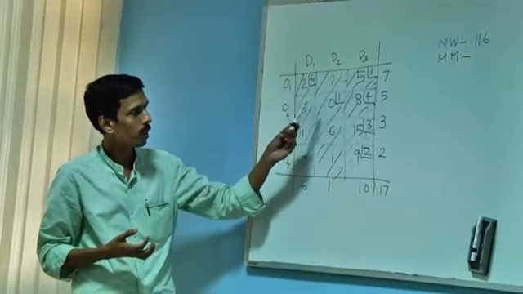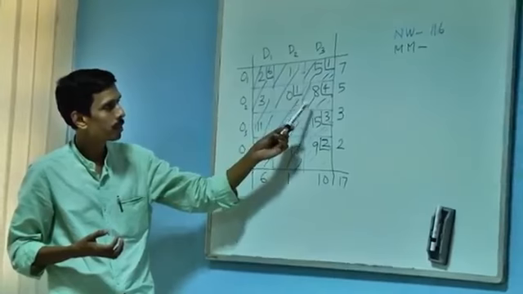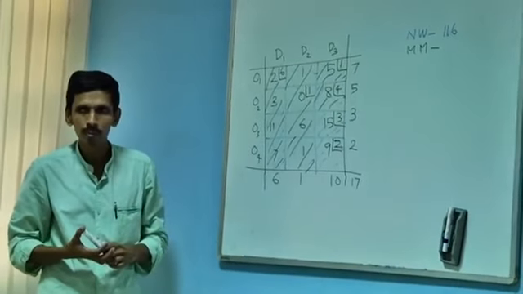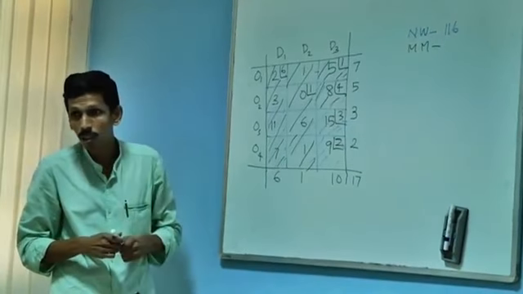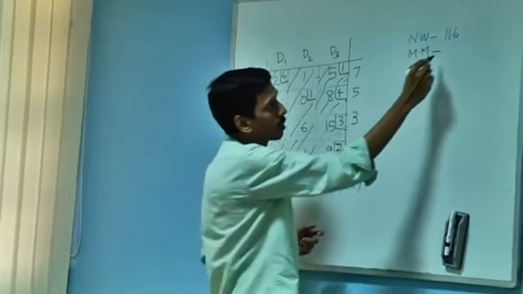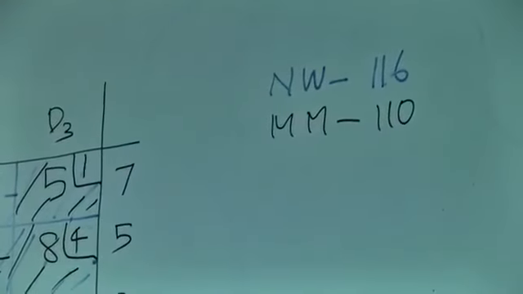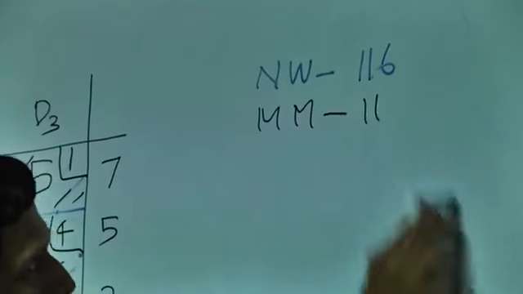2 into 6, 12 plus 5, 17. 17 plus ... 32. 1 0 1 1 0. Is it right? Somebody verify it. 1 1 2 1 1 2. 1 1 2.